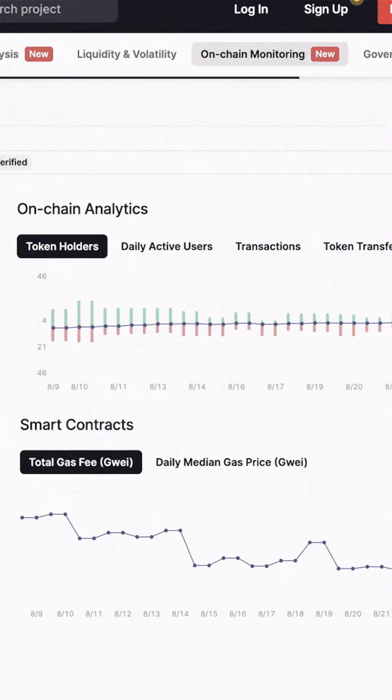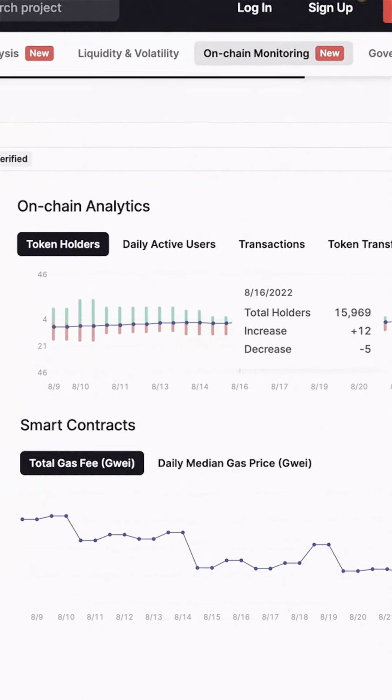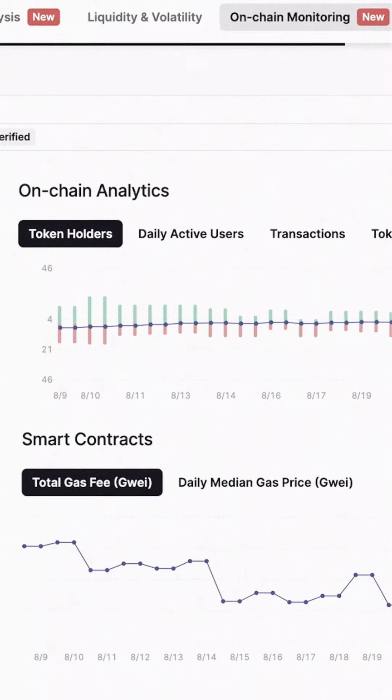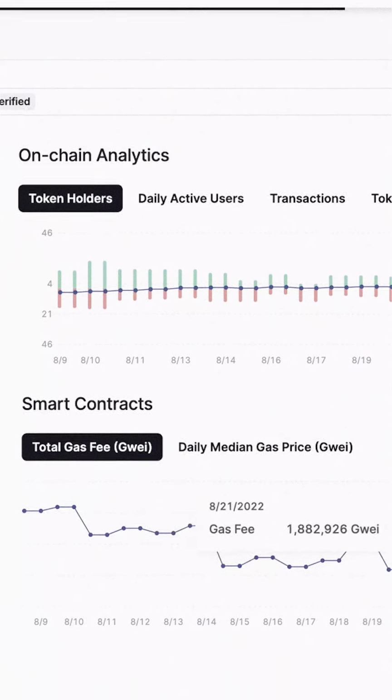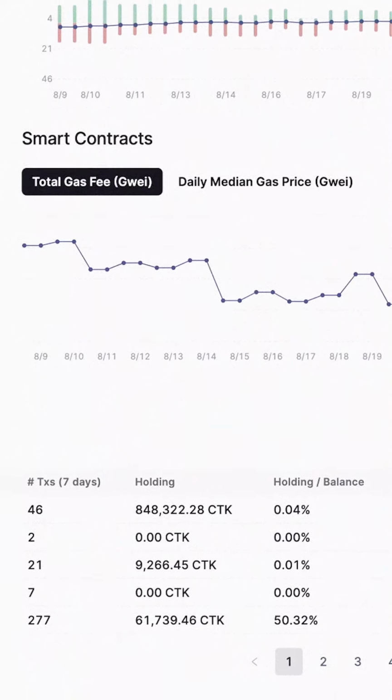The Token On-Chain Monitoring and Intelligence module helps you evaluate the community sentiment of a project through token ownership data, wallet analysis, on-chain analytics, and smart money tracking.